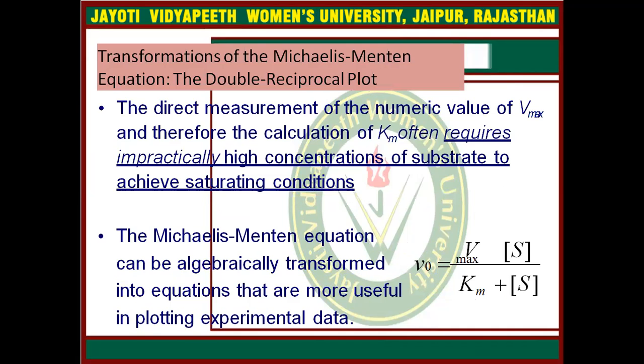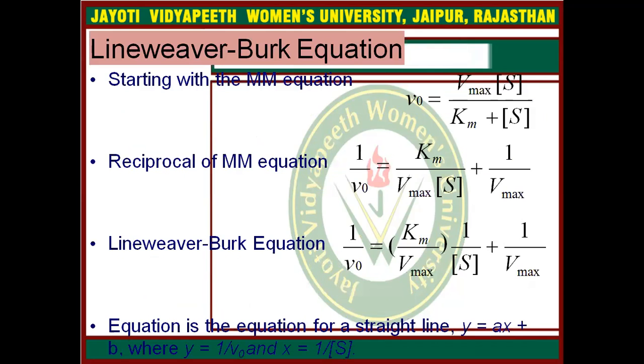Transformations of the Michaelis-Menten equation: the double reciprocal plot. The direct measurement of the numeric value of Vmax, and therefore the calculation of Km, often requires practically high concentrations of substrate to achieve saturating conditions. The Michaelis-Menten equation can be algebraically transformed into equations that are more useful in plotting experimental data.